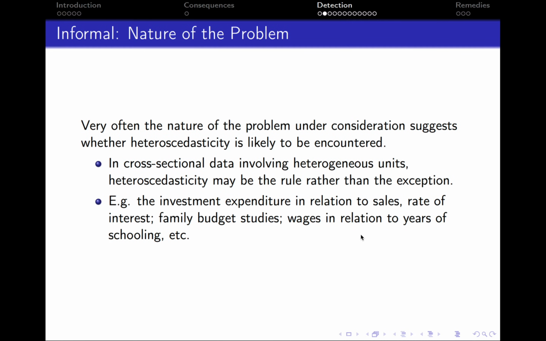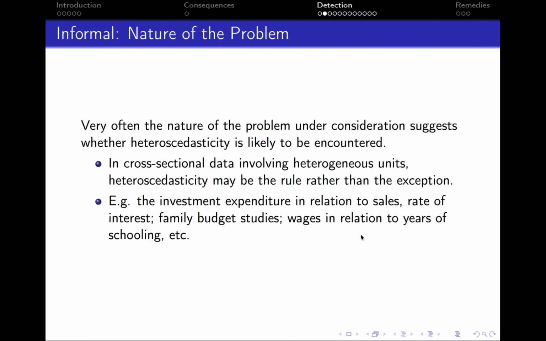Very often, the nature of the problem under consideration suggests whether heteroscedasticity is likely to be encountered. So, when you come up with the problem for your analysis, just think logically whether heteroscedasticity might be present in your data set. For example, if you're dealing with cross-sectional data involving very heterogeneous units like human beings, then heteroscedasticity might be the rule in your case rather than the exception.